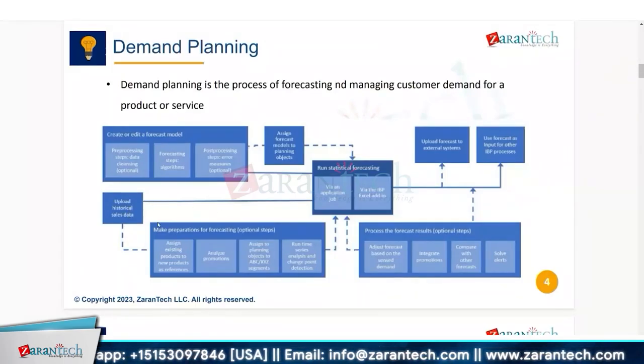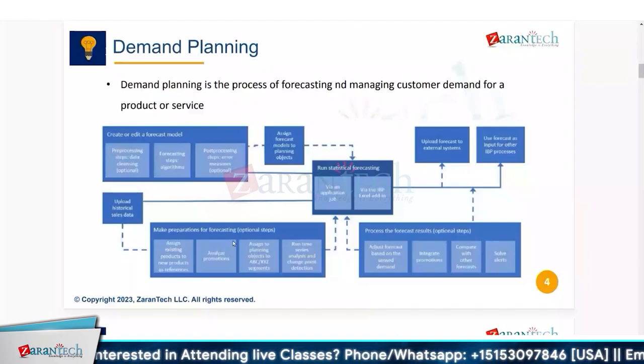Then after historical data is uploaded, you have sales data available in the system. Then you have to do the preparation work for forecasting. Now we are talking about statistical forecasting, or working on the forecasting models. As a part of the preparation work, these are optional steps. Even if you don't run this step, it is fine.